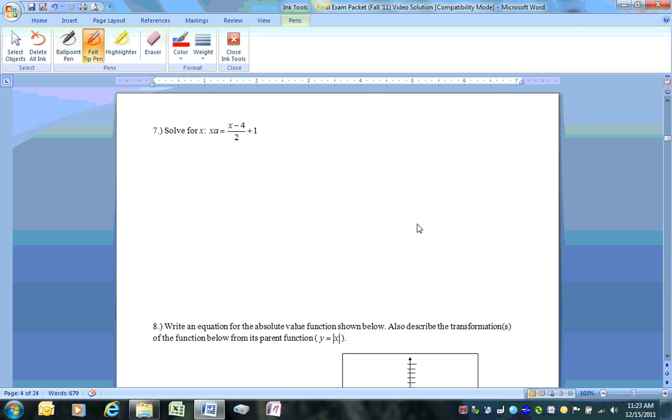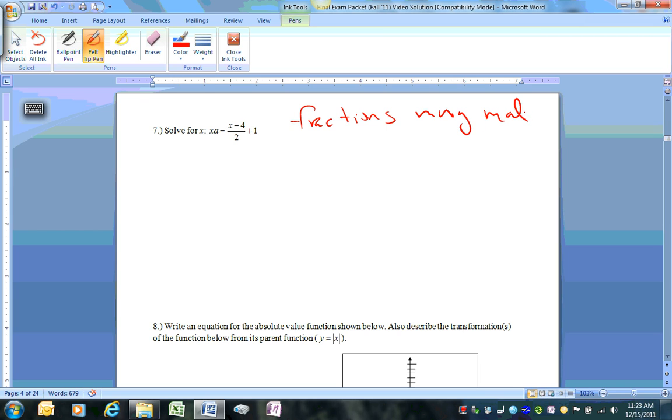Solve for x. Okay, so remember, fractions muy malo. That means very bad in Spanish, I guess. Trying my Spanish here. Fractions very bad. So get rid of fractions. Multiply by 2. 2xa equals x minus 4 plus 2. Don't forget to multiply the 1. It's got to be multiplied to everything.